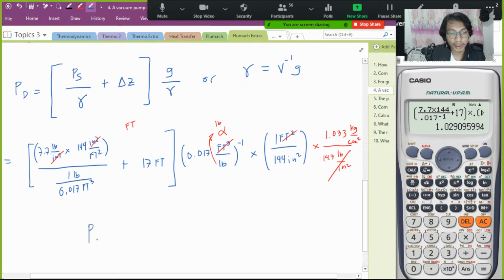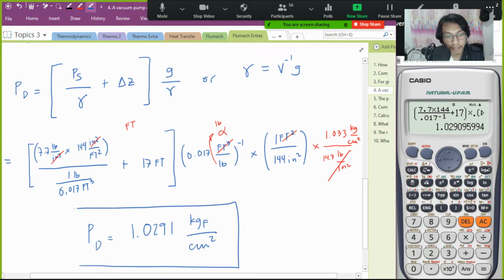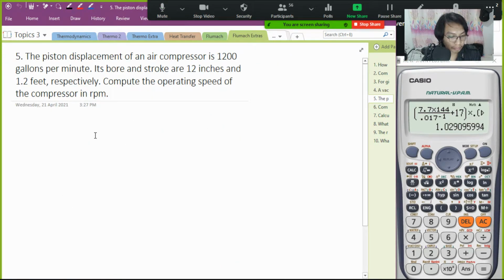The pressure at discharge is equal to 1.0291 kilogram force per cm squared. Okay, that is for problem number 4. How about problem number 5?